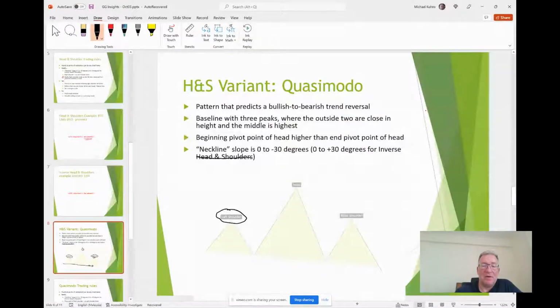So a Kazimoto differs in the fact that your neckline slope is 0 to negative 30 degrees, as opposed to a normal head and shoulders, which would be 0 to 30 degrees. And it's going to be inverse for the inverse Kazimoto.